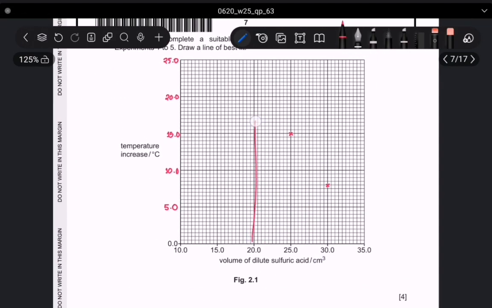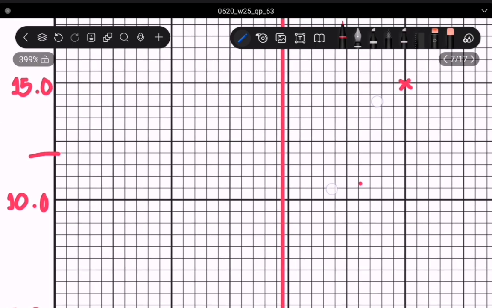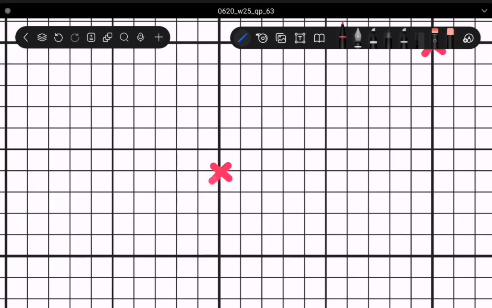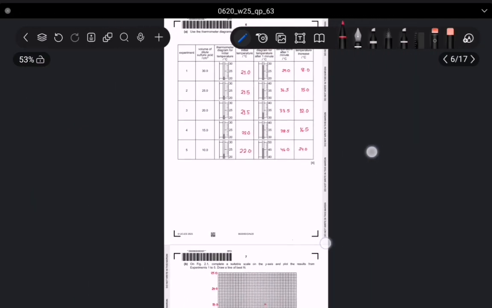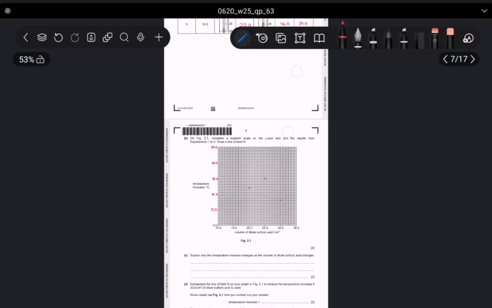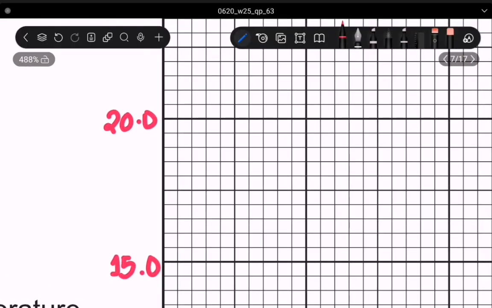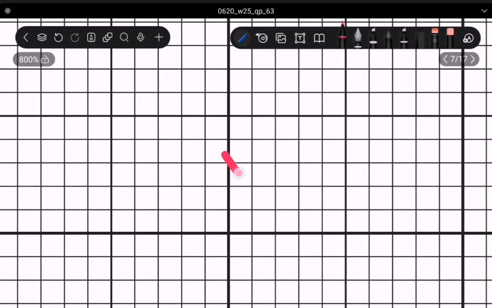At 20 it's 12. 12 is here, so I'm just going to draw a cross here. Alright. This is what I'm getting, and then at 15 it's going to be 16.5. 16.5 is here, and 15 is there, so I'm just going to draw a cross here.